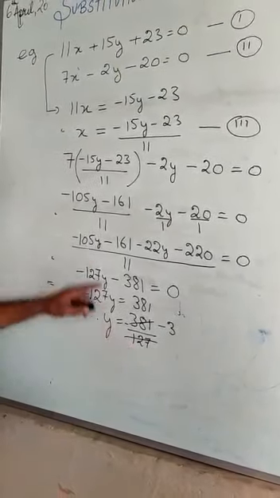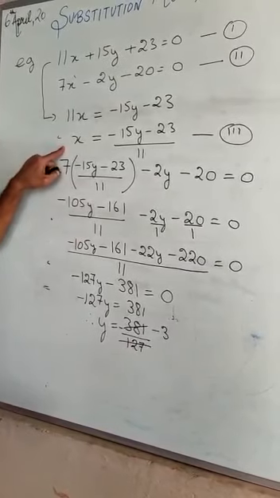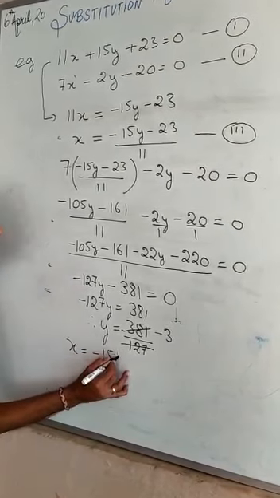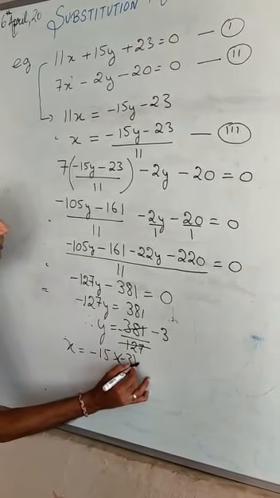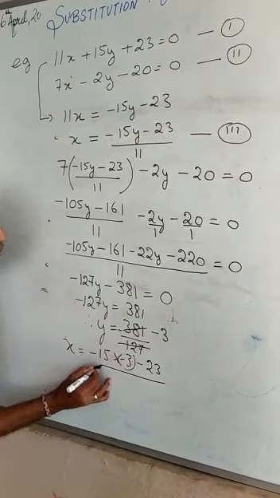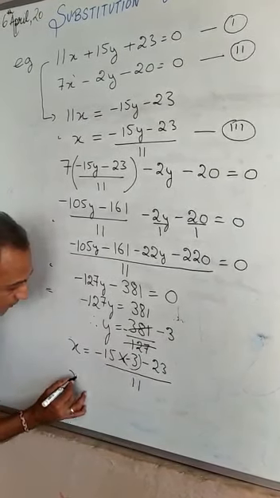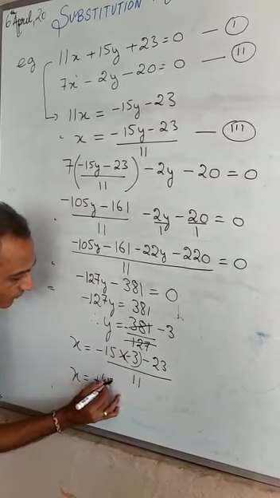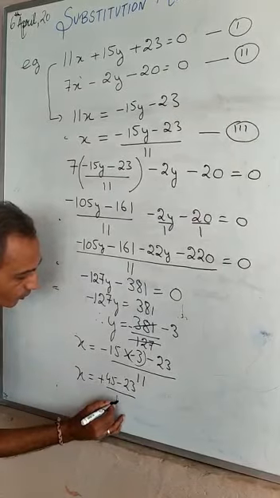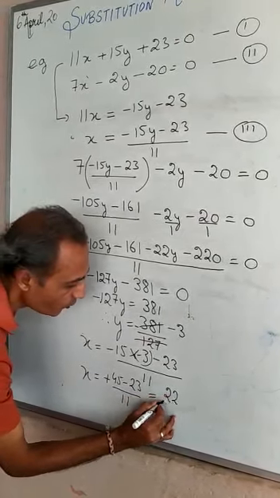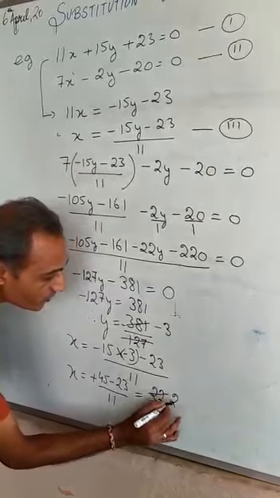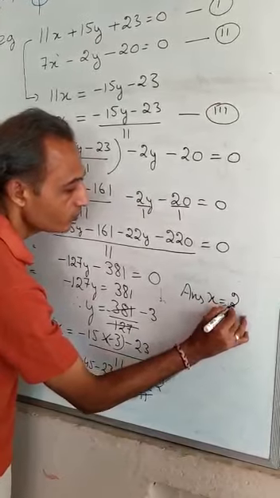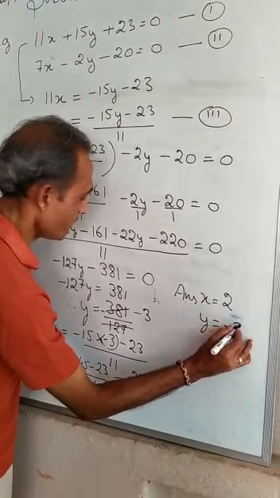Substitute this value of y in equation 3, which is ready-made for me. x is equal to minus 15 into minus 3 minus 23 upon 11. I get x equals minus and minus will make it plus 45 minus 23 upon 11, which is 22 upon 11 and which cancels and gives me 2. So my answer is x is equal to 2 and y is equal to minus 3.